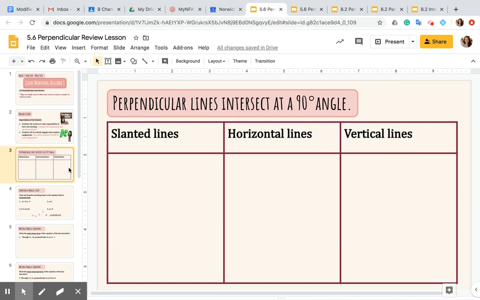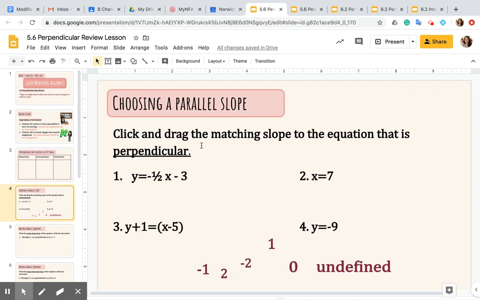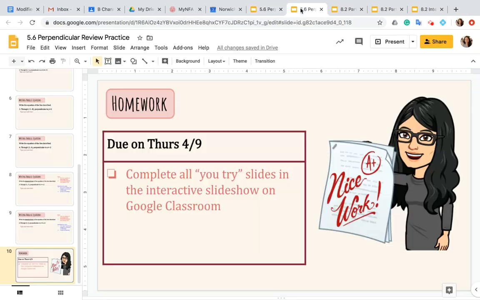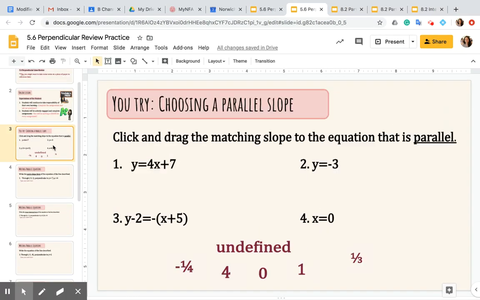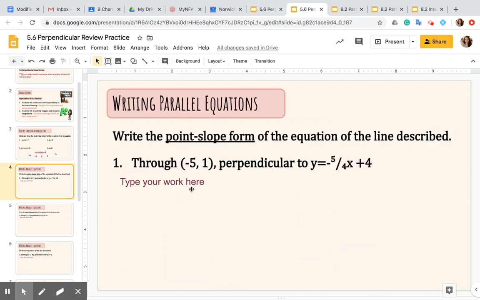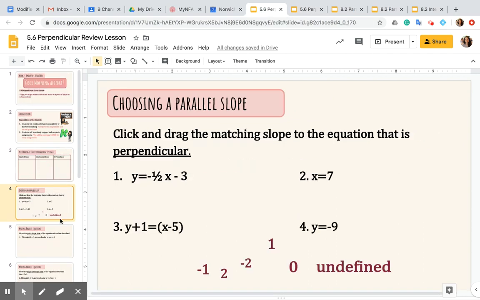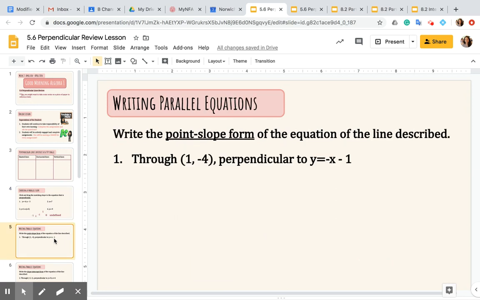And then same thing as last time, I'll give you guys slides to practice. So here are my slides that I'll do. You'll get your own slideshow with different questions, and it'll be pretty much the same type of work that you'll do. I've got one where you'll drag and drop the appropriate slope, just like last time. I've got ones where you'll type in your work. And just like last time, if you're confused on how to do those, consider rewatching this video and find the slide that looks like the one that you're currently working on.